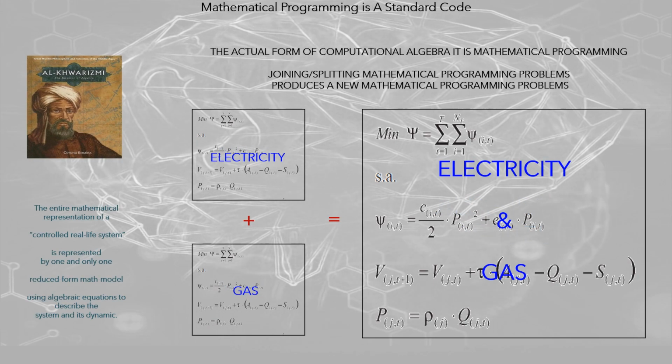Additionally, the entire mathematical representation of a controlled real-life system is represented by one and only one reduced-form math model, using algebraic equations to describe the system and its dynamics. It can be said that there is only one reduced way to write an algebraic equation. This is independent of the symbols that are used to represent the physical or logical relations.